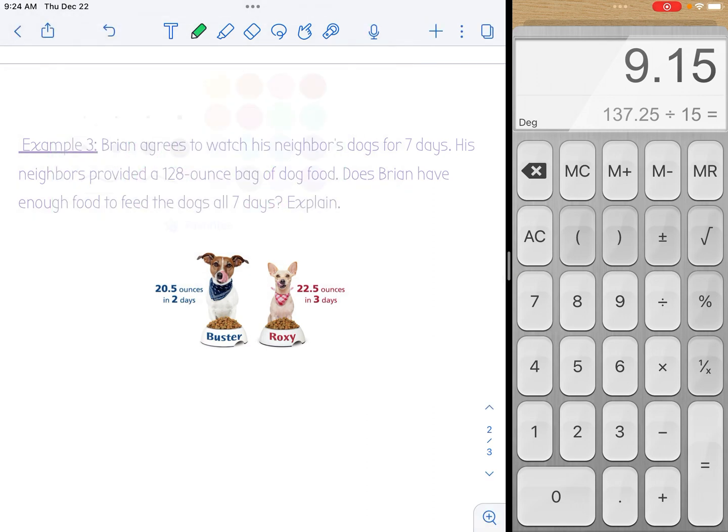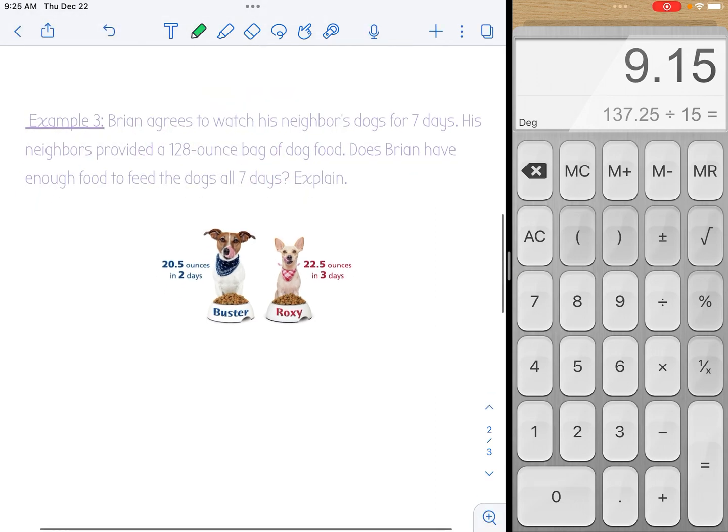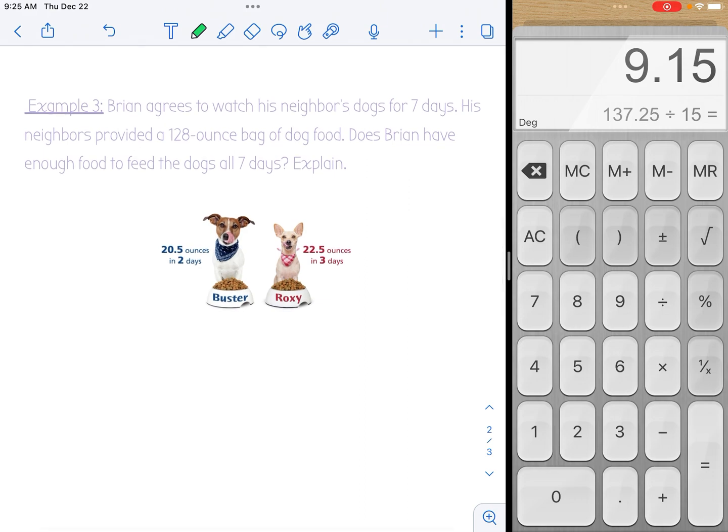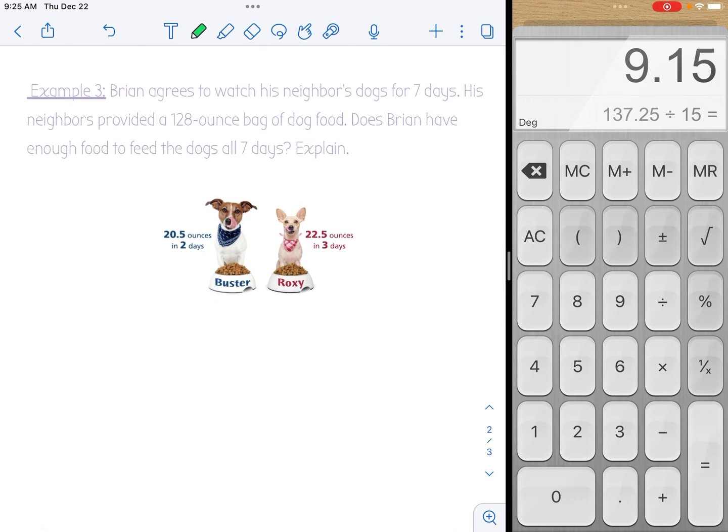Example 3. Brian agrees to watch his neighbor's dogs for 7 days. His neighbor provides a 128-ounce bag of dog food. Does Brian have enough to feed the dogs for all 7 days? So it looks like Buster eats 20.5 ounces in 2 days, and Roxy eats 22 ounces in 3 days. Now these are 2 different days, right? Buster is eating this amount in 2 days, and Roxy's eating a certain amount in 3 days, and we need to figure out, do we have enough for 7 days?